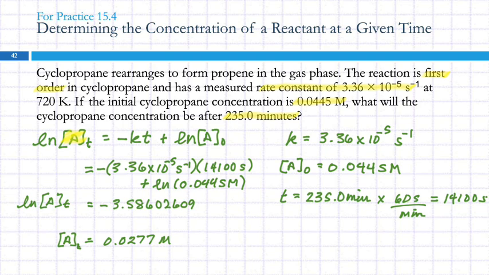Is that a reasonable concentration? Like, how am I supposed to know? Well, the initial concentration is 0.0445 of the reactant. The reactant concentration gets smaller. So it could be wrong still, but it's reasonable because it's less than the original concentration. Any questions?